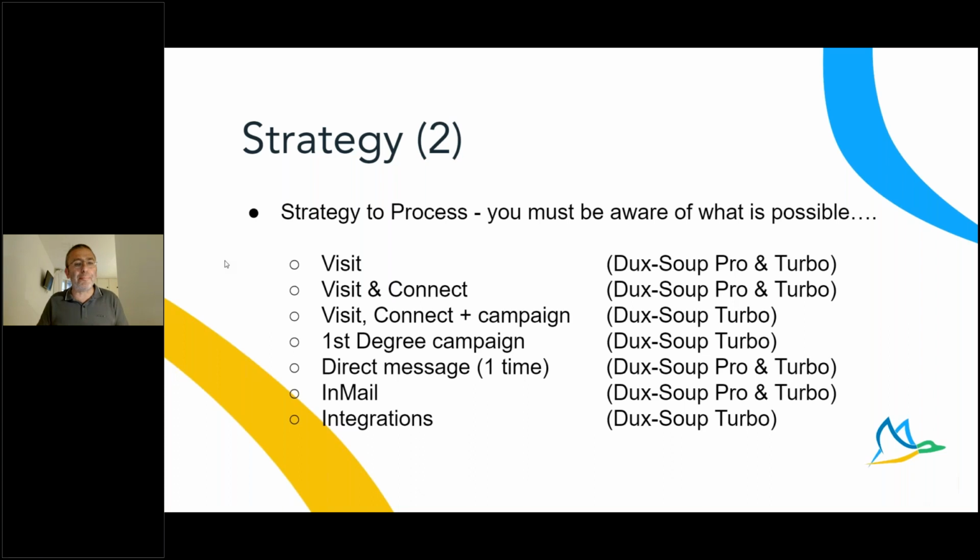If you want to use the campaigns, that's connection request campaigns or first degree outreach, you need Dux-Soup Turbo. And then you've got the one-time direct messages or in-mails where you can use Pro or Turbo. Remember, in-mails are only available if you've got a premium account in LinkedIn. That's, I think, SalesNav or Recruiter. And then, of course, if you want to integrate your data, so if you want your LinkedIn and Dux-Soup related data to appear somewhere else automatically, you will need Dux-Soup Turbo in order to achieve that.